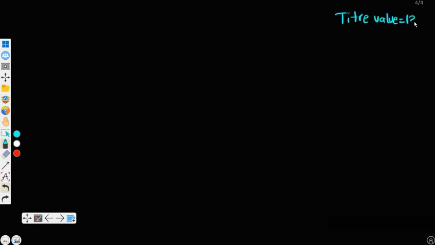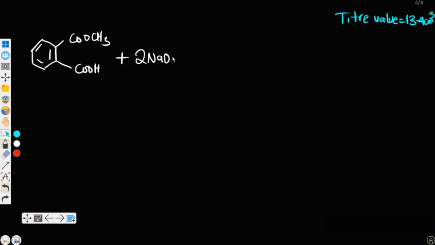What did you get? 13.4 centimeter cube. Now, let's write the equation of reaction. You have acetylsalicylic acid, which is something like this. Then it always reacts with 2 moles of sodium hydroxide to give this product. The product is going to give something like this.